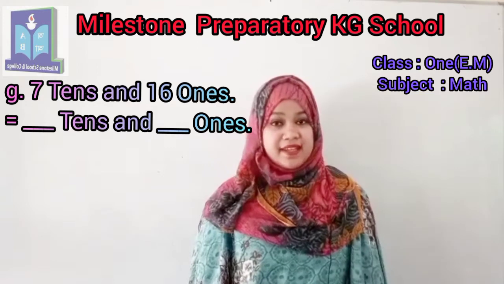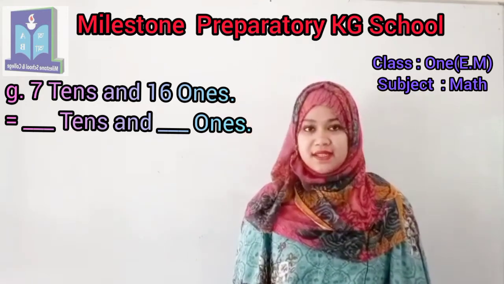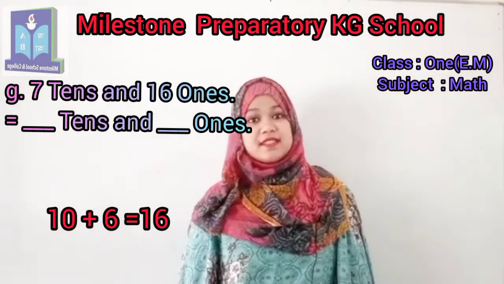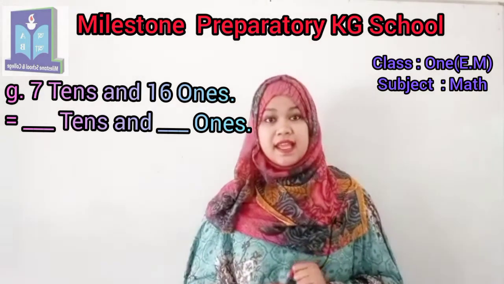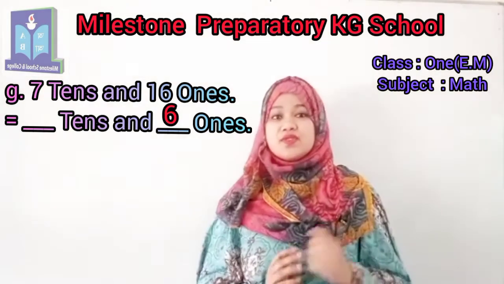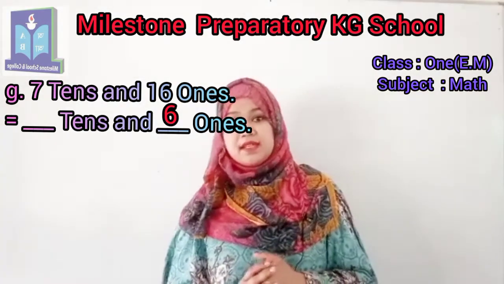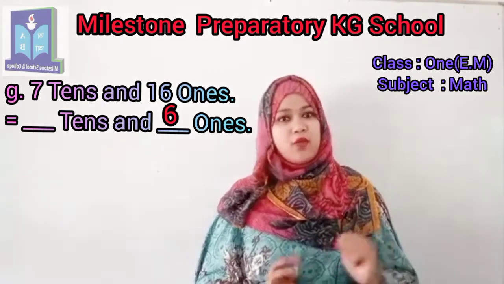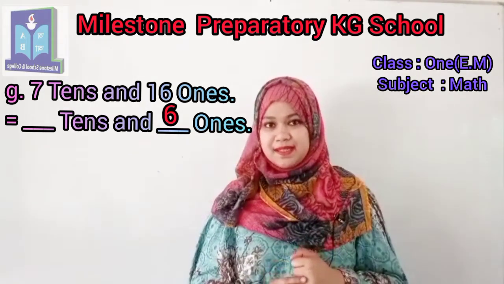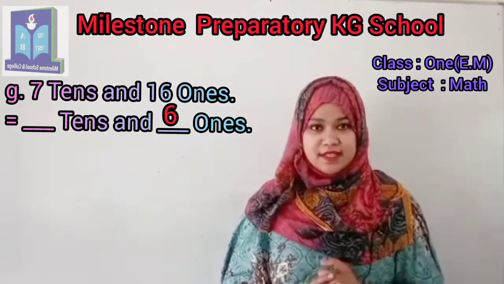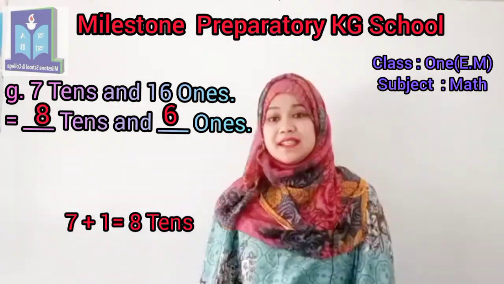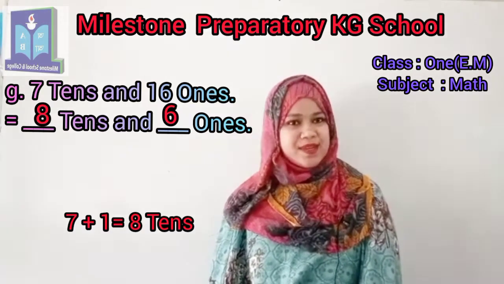Here 7 tens and 16 ones. 16 we have to break. 10 plus 6, 16. So how many tens do we get here? We get 1 tens and we have 6 ones, isn't it? So 6 ones, we keep in the ones position, and we get 1 tens from here. And we have to add it with the tens position number. The tens position number is 7 tens, and we get 1 tens. So 7 tens and 1 tens equal 8. 8 tens and 6 ones.